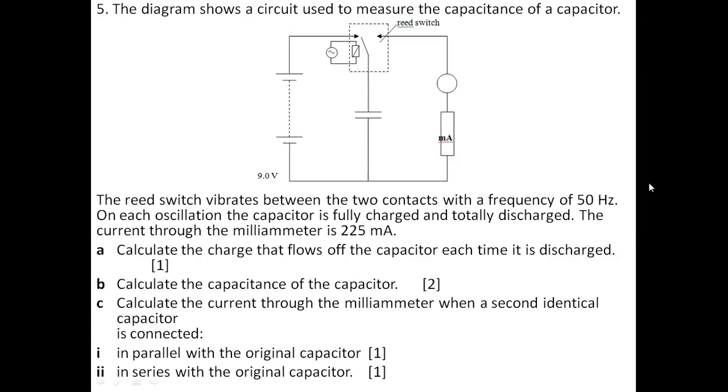Okay, question number 5. The diagram shows a circuit used to measure the capacitance of a capacitor. So this is the circuit. Now the reed switch vibrates between the two contacts. So this switch will vibrate, meaning it will be vibrating to and fro like this.